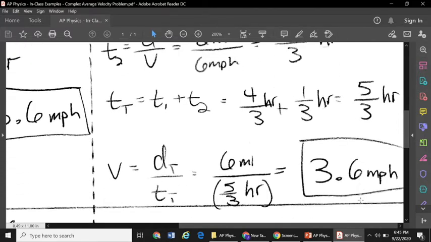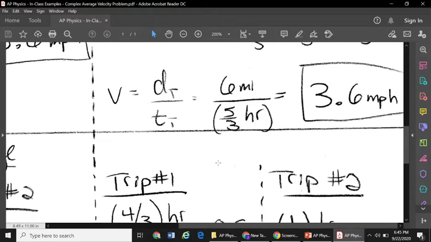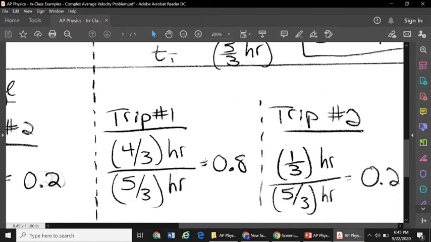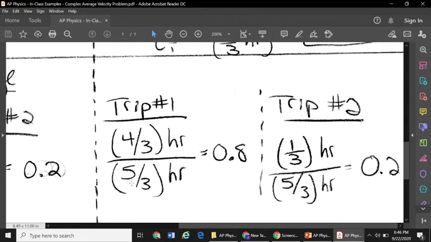And when you plug this into a good old-fashioned V equals D over T, 6 miles over 5/3 of an hour, it gives you 3.6 miles an hour. What do you know? But of course, if we plug it into the weighted average formula, it works too. Notice before I said the time spent at 3 miles an hour was 80% of the total, and the time spent at 6 miles an hour was 20% of the total, and those ratios work here too. 4/3 is 80% of 5/3, and 1/3 is 20% of 5/3, right? Because 1 is 20% of 5, yeah? Okay. And 4 is 80% of 5.